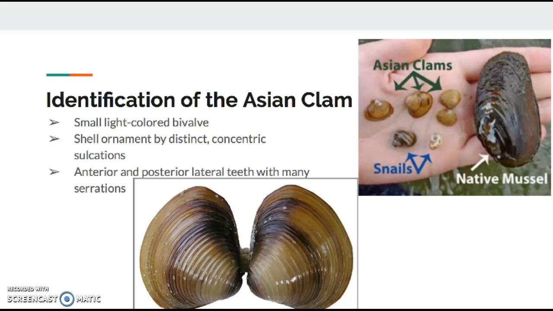Identification of the Asian clam. It is a small, light-colored bivalve. It has shell ornament by distinct concentric sulcations, and it has anterior and posterior lateral teeth with many serrations. In the top right picture, you can see its size compared to a native mussel and snails.